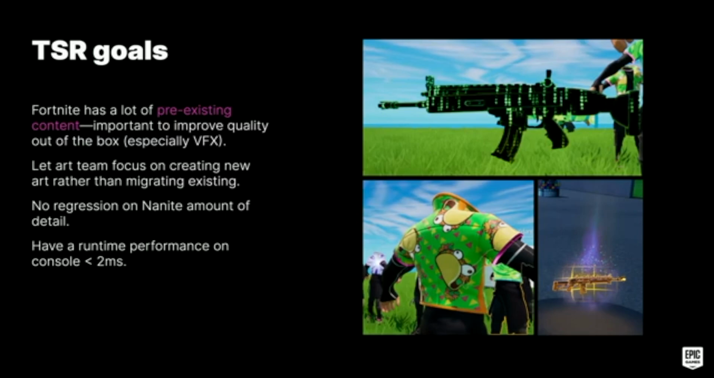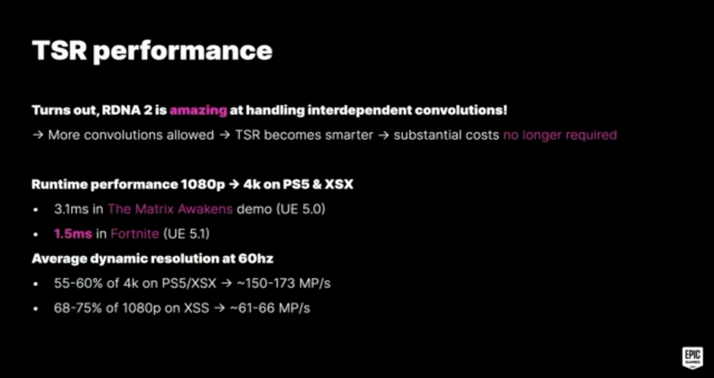With Fortnite targeting 60 FPS, TSR was no exception in needing a diet on its runtime cost. Considering the performance benefit it brings by rendering at much lower resolution, we were willing to give it at most 2 milliseconds of frame time budget. However, major, surprising, and unexpected R&D breakthroughs on what existing console hardware can actually deliver allowed us to shrink the cost of TSR much further than we anticipated.